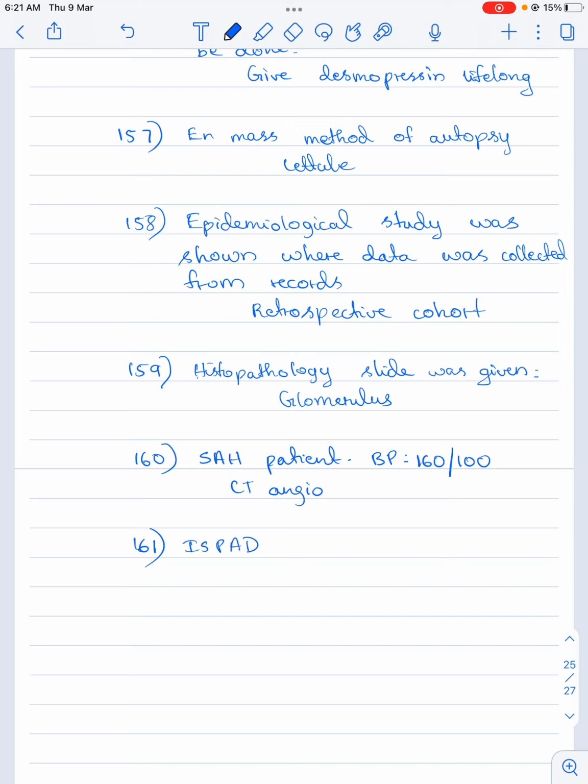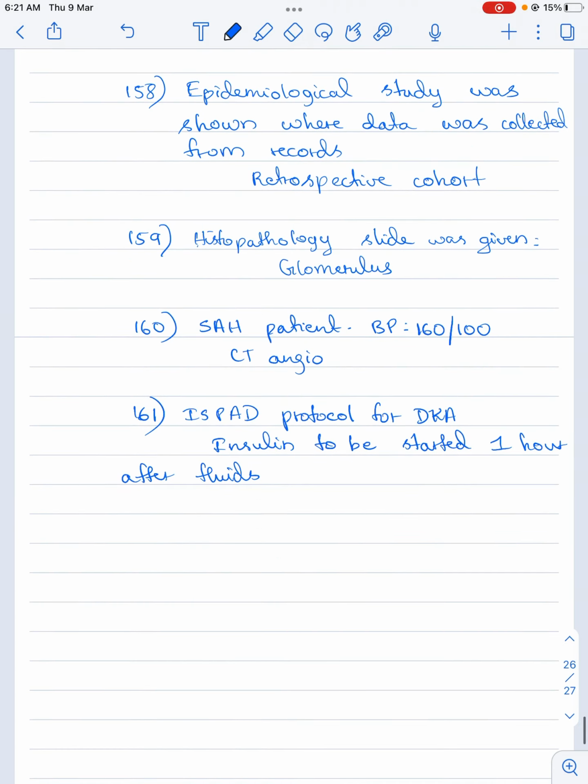ISPAD protocol for DKA. To this question, the option which had insulin to be started 1 hour after fluids is the right one. Next question.